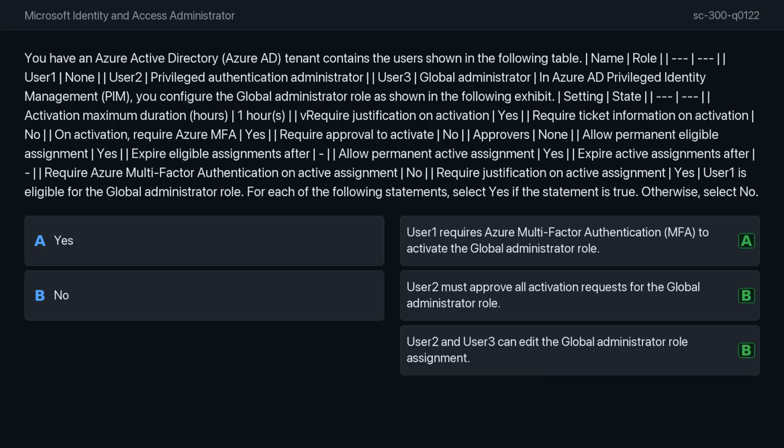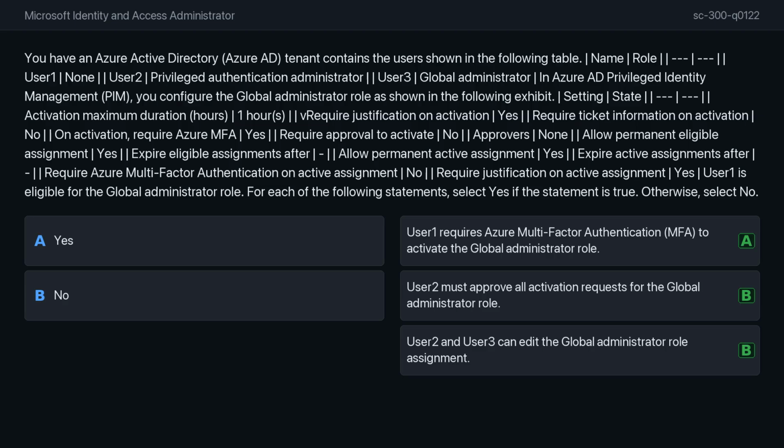Regarding the first statement, I believe the answer is yes. The PIM configuration for the Global Administrator role explicitly states that Azure multi-factor authentication is required on activation. Therefore, User 1 must complete this process to activate the role.